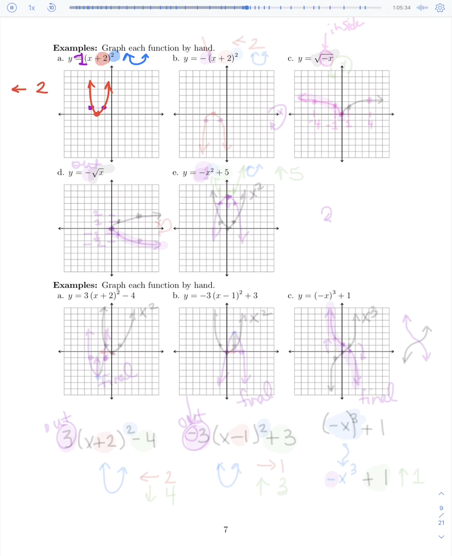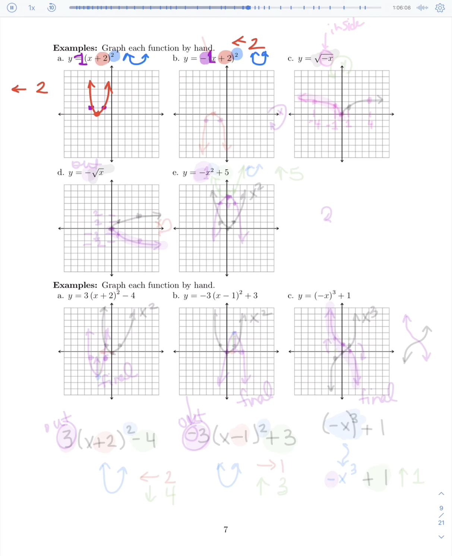Now let's take a look at B. In B, we're doing something very similar. We've got a squared graph, so it's still going to be a U-shape. We've got the plus 2 inside of our parentheses, which still means we're going to be moving it to the left 2. There is a difference, though. The negative that's outside of the squared means that our stretch, instead of getting pulled up, is going to get pulled down by a factor of 1.